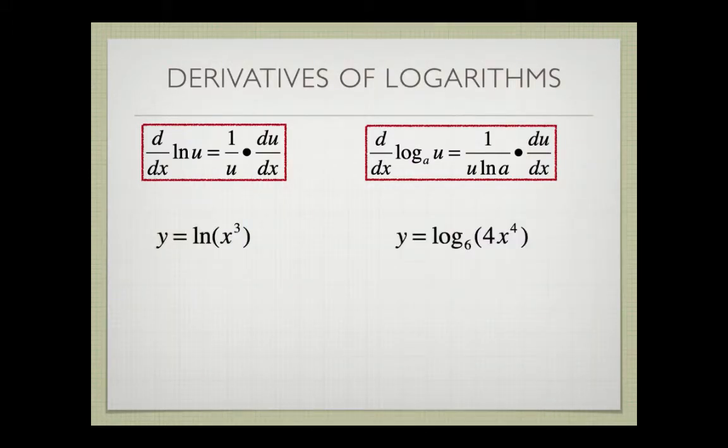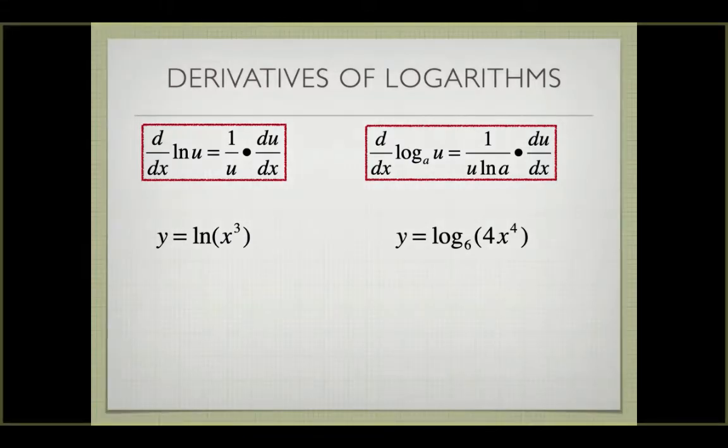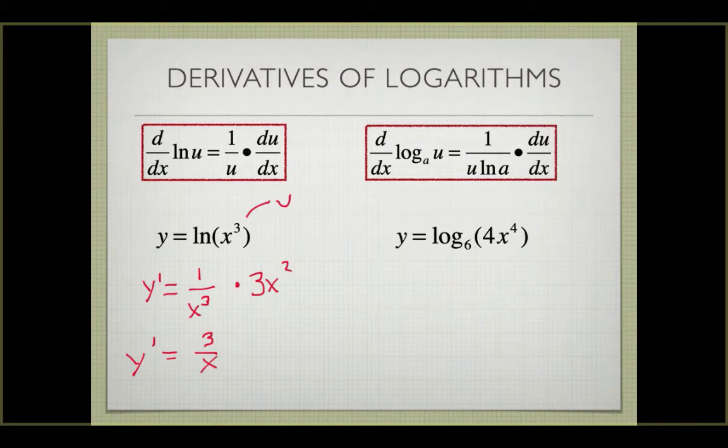So y equals natural log of x cubed. So we want to take the derivative. So we have y prime. Here it says take 1 over whatever's inside. The x cubed is my u. So 1 over x cubed times the derivative of x cubed, which is 3x squared. When you simplify it, 3x squared over x cubed is just 3 over x. And that is my derivative.